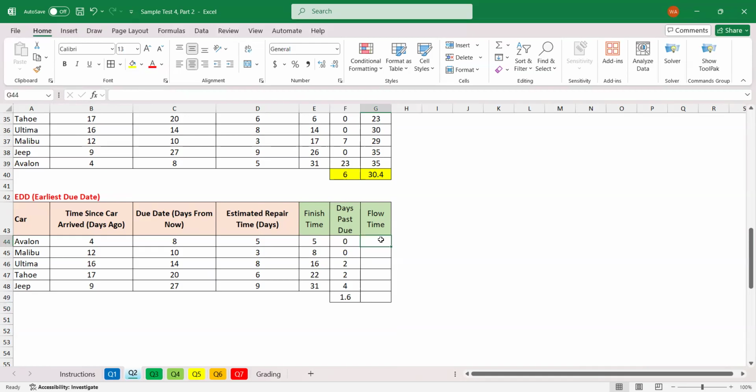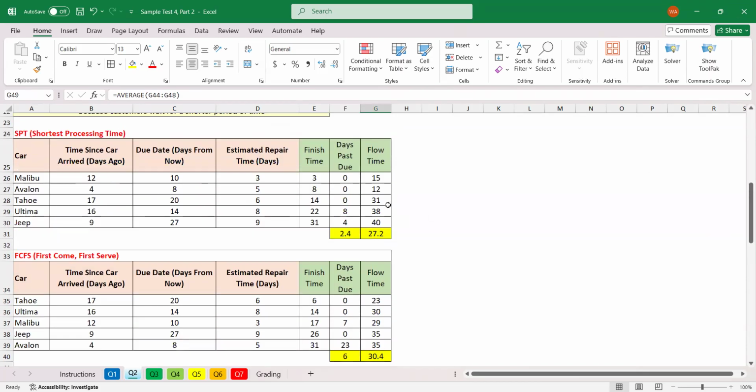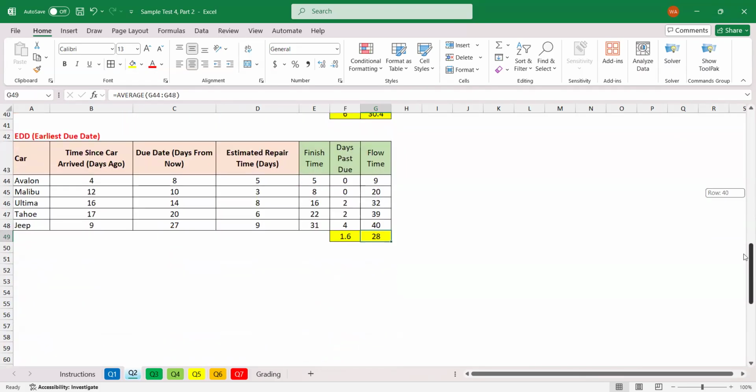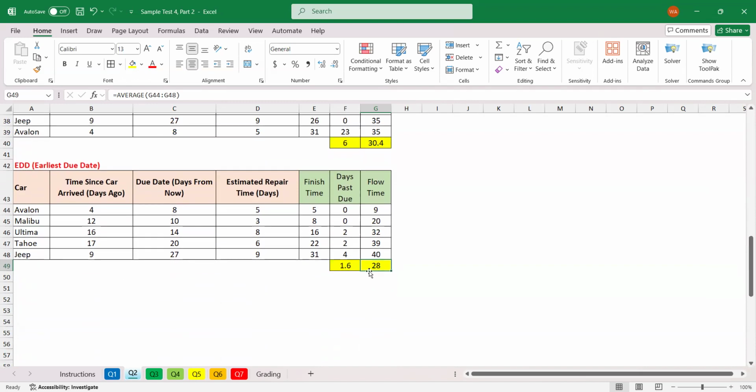Okay. Now let's look at the flow time. Your flow time is the total amount of time the vehicle sits with the business. So here it'll be the time since it arrived plus the finish time. Okay. And here again, you need to calculate your average. And if this was part of the question, which it was not, this has the lowest days past due. Its flow time is almost the same as what we had up here. So I'd actually possibly maybe want to go with the earliest due date approach because it could potentially be better. Okay. All right, so that's question 2.